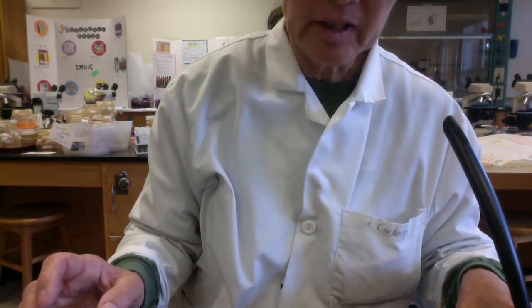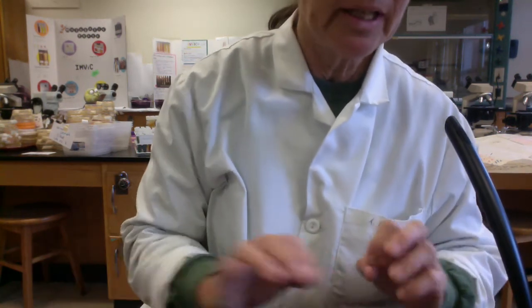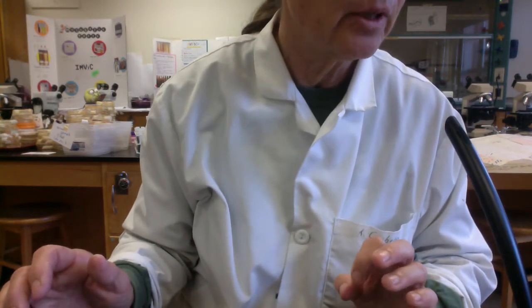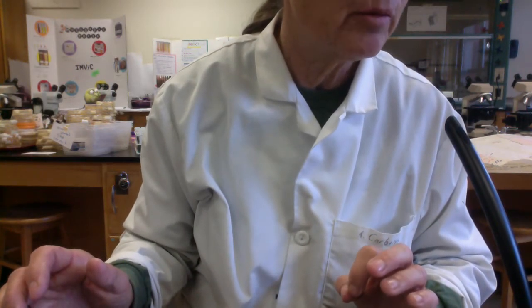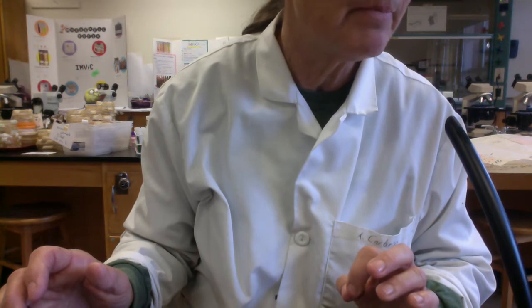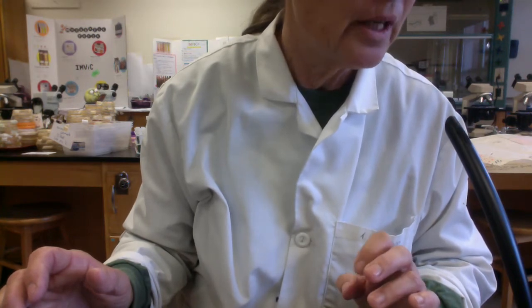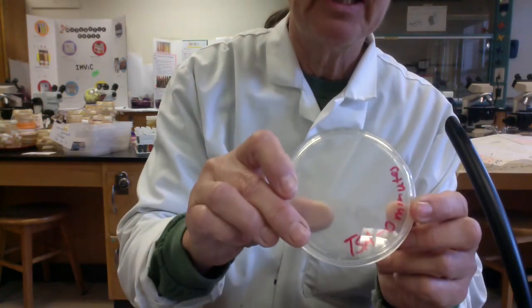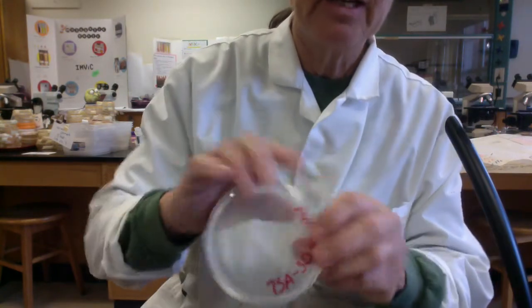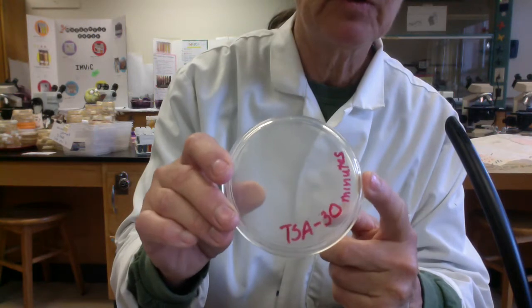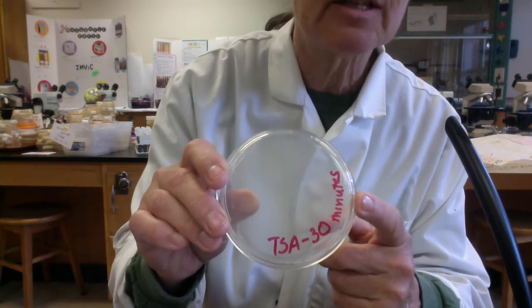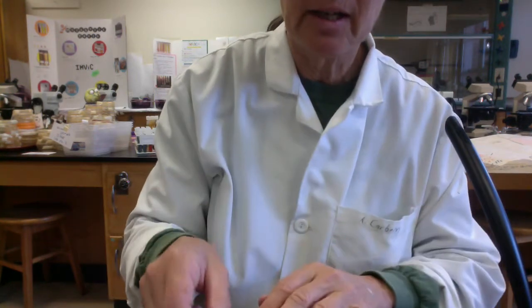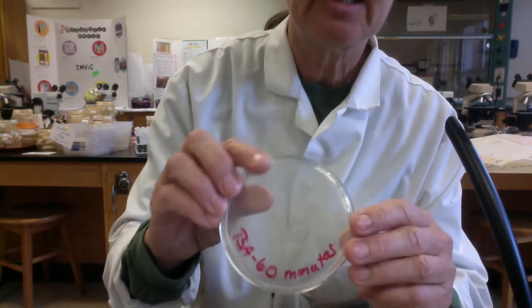So to start this experiment, we need to label our plates. We're going to have one set of plates that we're going to label as TSA, tryptic soy agar, an all-purpose medium. Tryptic soy agar 0 minutes, that's our negative control. And then we'll have a TSA 30-minute plate, and that's because we'll be exposing the surface of the plates to the airborne microbes for 30 minutes. And finally, we'll have a TSA 60-minute plate.